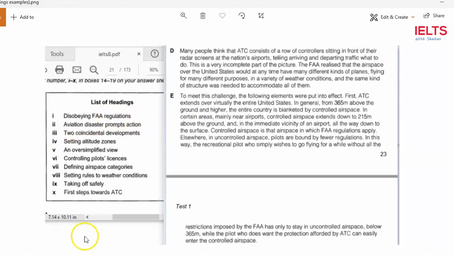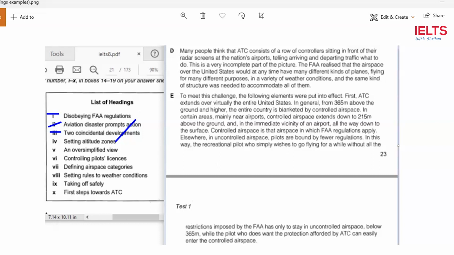Again, if you go to the list of headings, we do the same game again. You see disobeying, nothing about disobedient. Aviation disaster, no. Too coincidental, no. Setting altitude zones, because we have heights in here, so this is the correct answer. Setting altitude zones. Oversimplified view we have already taken.